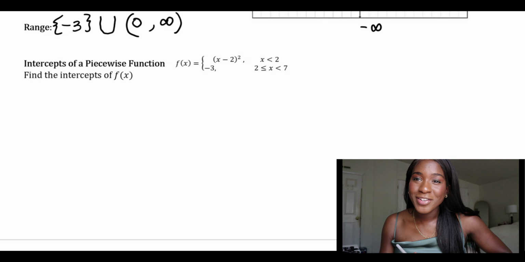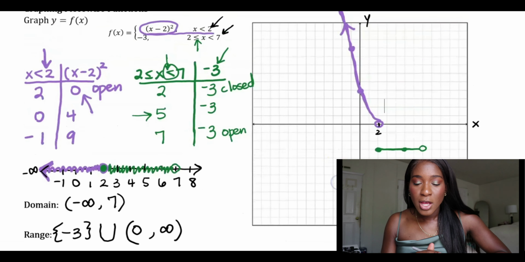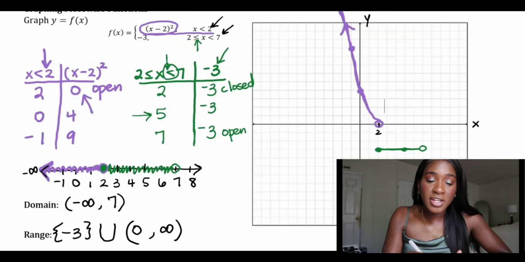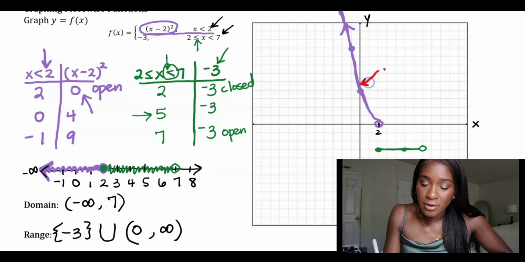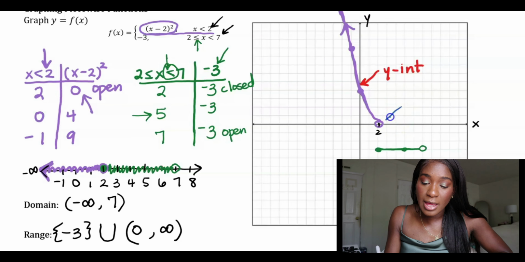The last thing we're going to talk about are the intercepts of this piecewise function. Let's just go look at the graph really quickly to see what we can expect. Looking at the graph, we can see that our graph does have a y-intercept. It's hitting the y-axis at that point right there. And it does not have an x-intercept. Do not look at that open point right there and say that that's an x-intercept.